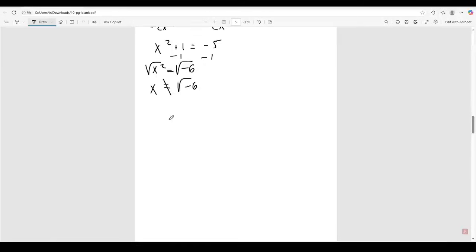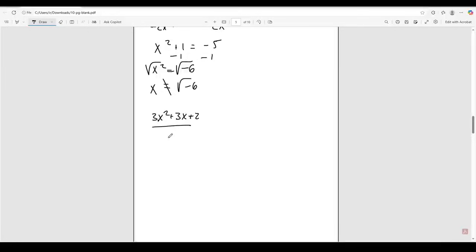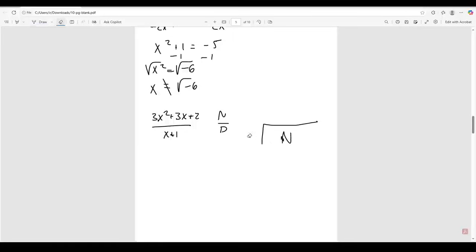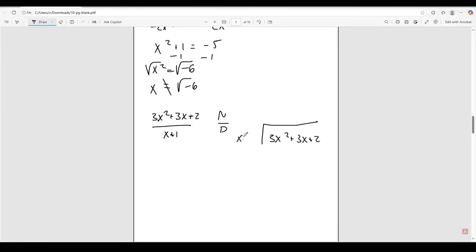So when you divide polynomials, just remember that, let's say you have a function that's like 3x squared plus 3x plus 2 divided by x plus 1. Remember that the numerator is whatever's on the top, and the denominator is on the bottom. So when you go ahead and divide this, set up your division bar like this, put the numerator on the inside and put the denominator on the outside. So I would put 3x squared plus 3x plus 2 on the inside and x plus 1 on the outside.